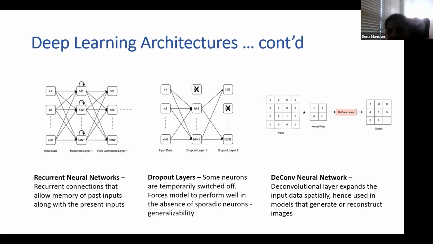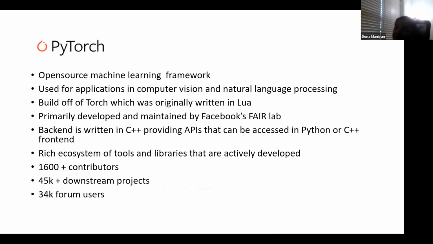And that takes us to PyTorch. So PyTorch is an open source machine learning framework. Its main application is in computer vision and natural language processing. From a historic perspective, it started off as Torch, which is a library written in Lua, the programming language. But later they made a Python version, a C++ version, which had Python as a front end.